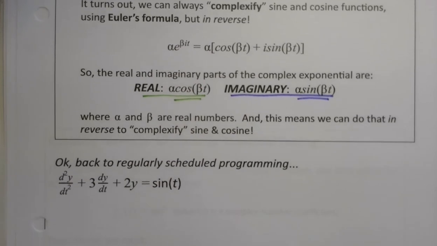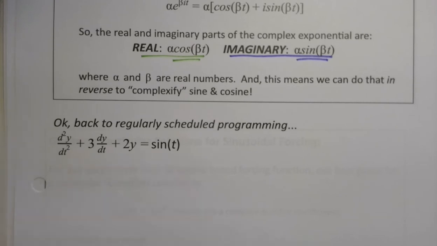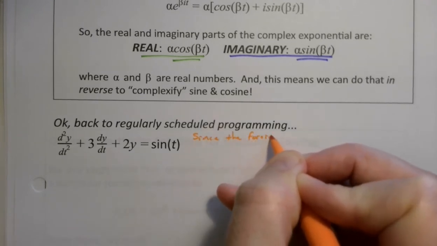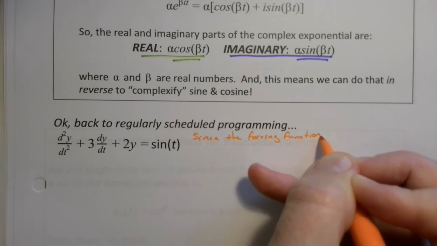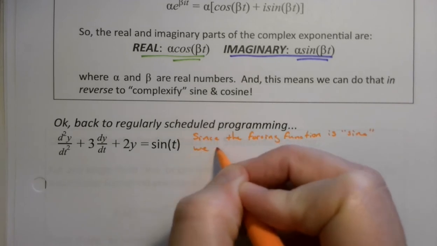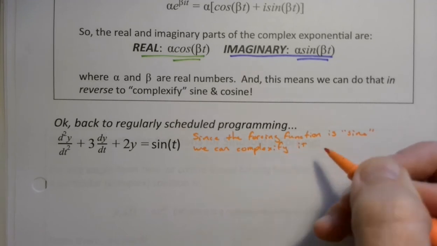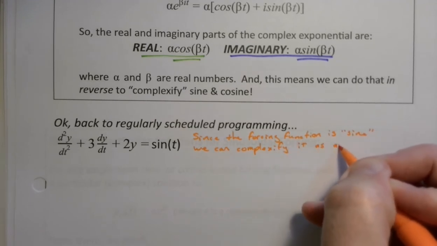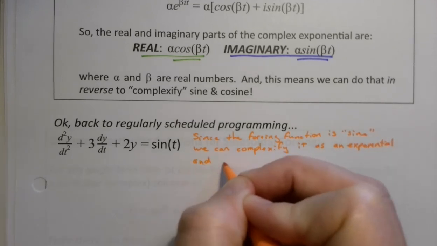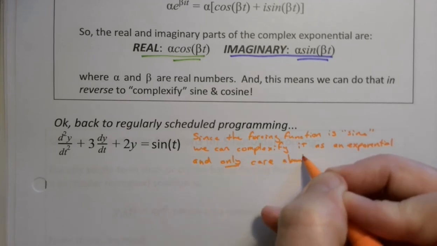So let's go back to our old pal, this equation that we've solved once before. We know what the solution is. And so what we can say here is, since the forcing function is sine, we can complexify it as an exponential and only care about the imaginary part.